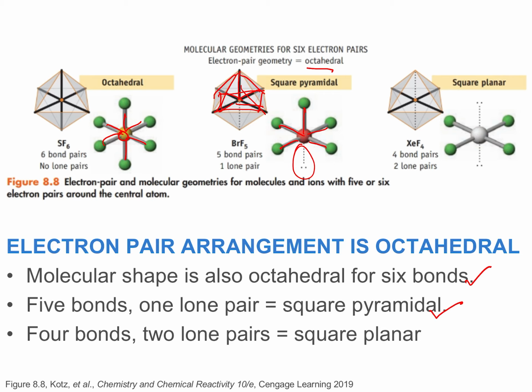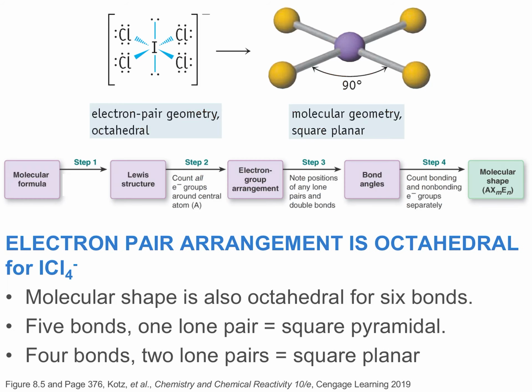What if we had something like XeF4? Again, we've got 1, 2, 3, 4, 5, 6, so we have an electron pair geometry that's octahedral. But we have 4 bonds and 2 lone pairs. That makes it square planar. So if we're not looking at the electrons, we have 1, 2, 3, 4, and that gives us a square planar shape.